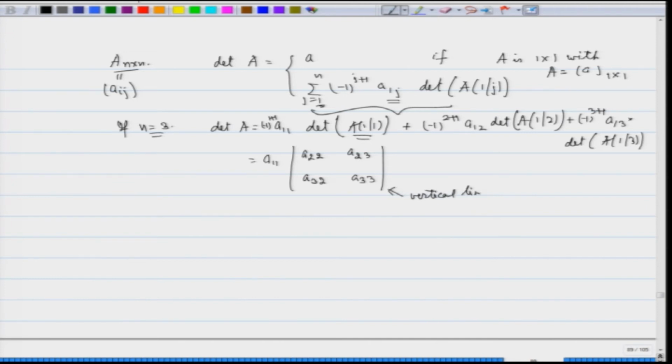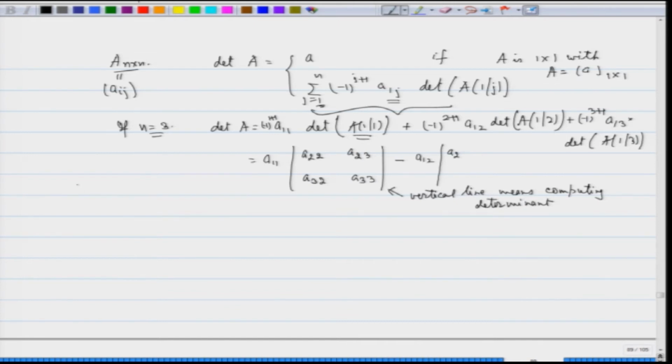Vertical line means computing determinant, fine. This minus 1 here, A12 times remove the first row and second column. So, first row, so A2 and second also. So, what should I do?